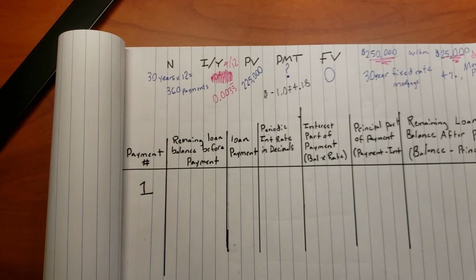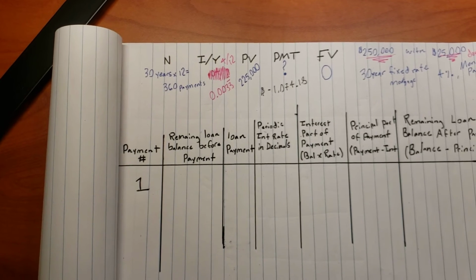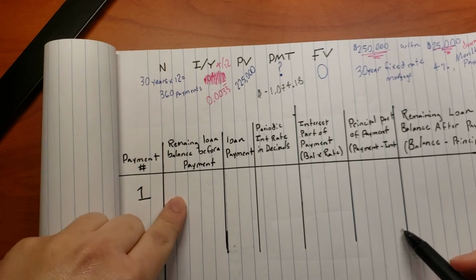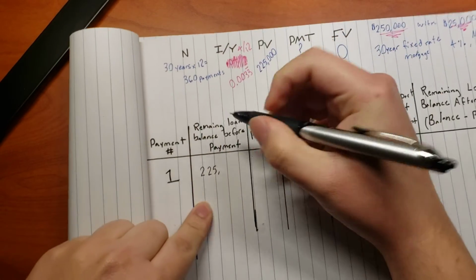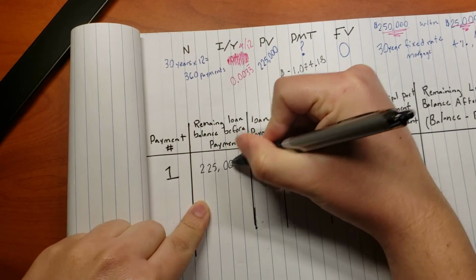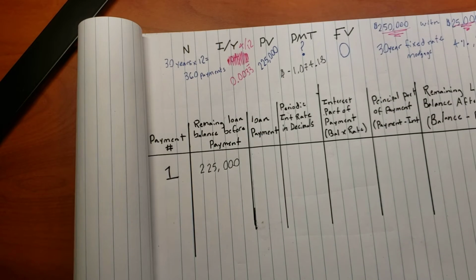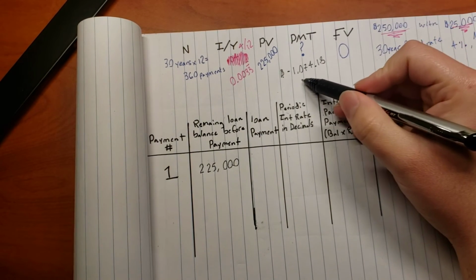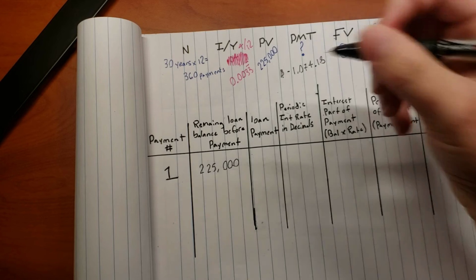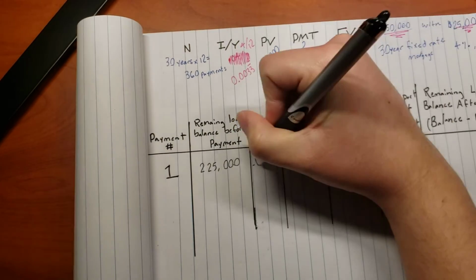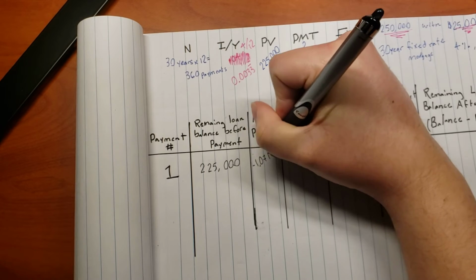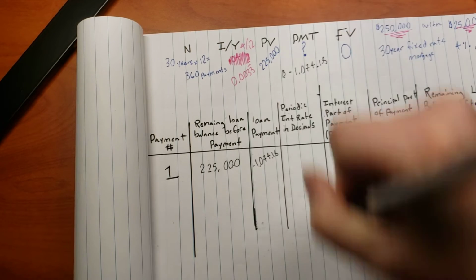Alright, and there's a second part to this problem. So our loan balance, we know, is $225,000. And our loan payment, it's going to be constant. It stays the same. It's negative 1,074.18.